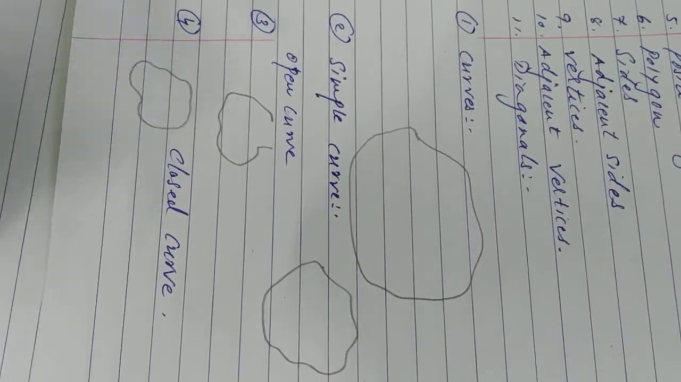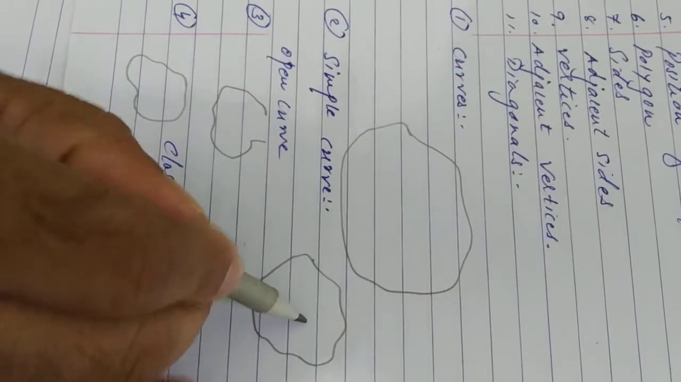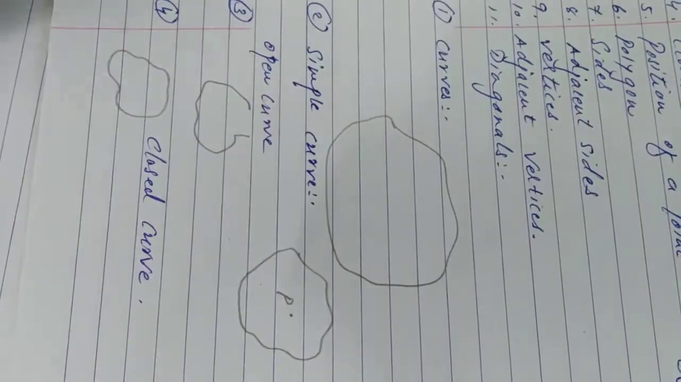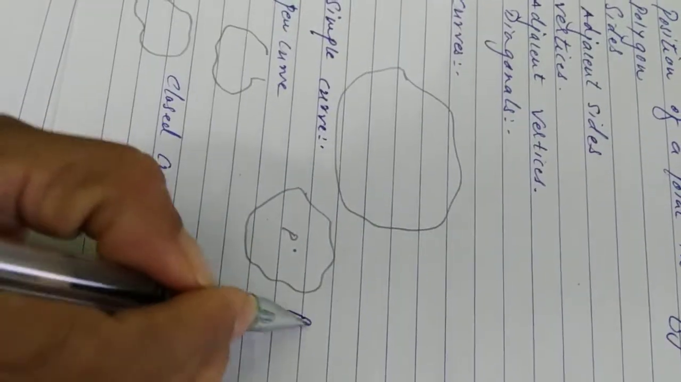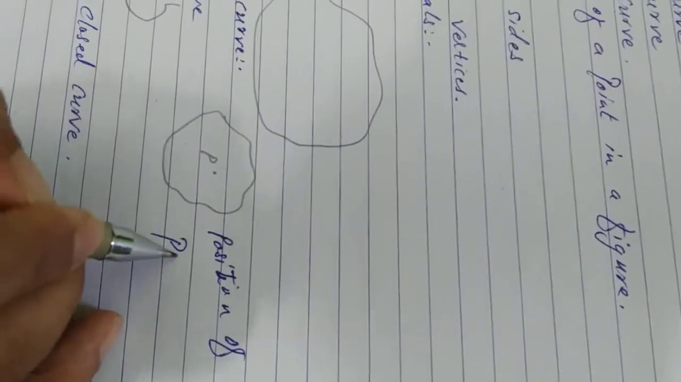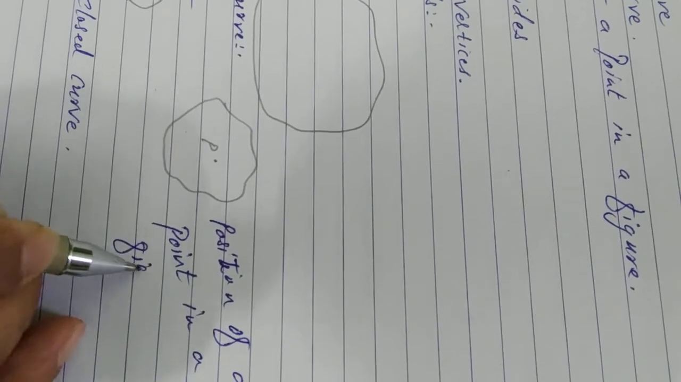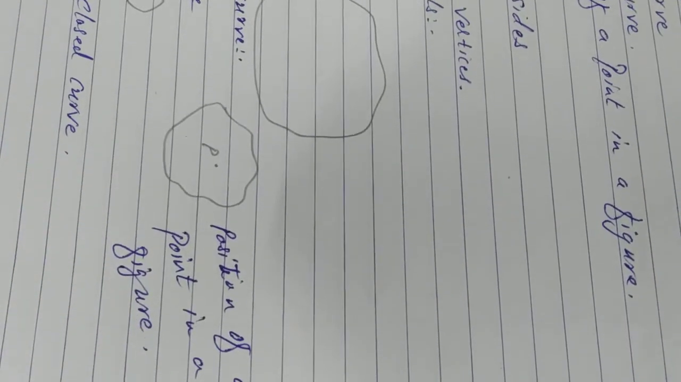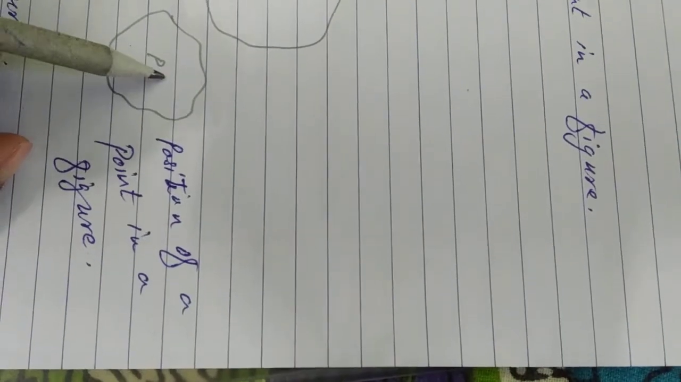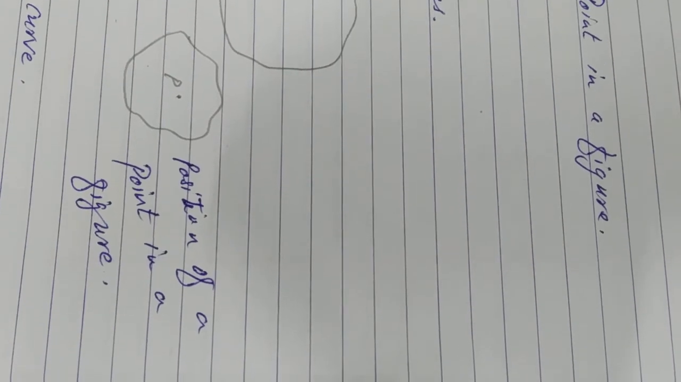Next, position of a point in a figure. Suppose there is a figure and any point, say point P. This is the position of a point in a figure. About the point we have already learned at the beginning of the chapter, right? The dot is used to represent a point.